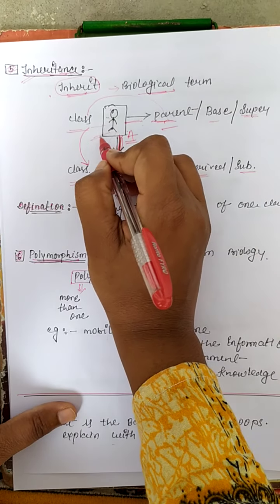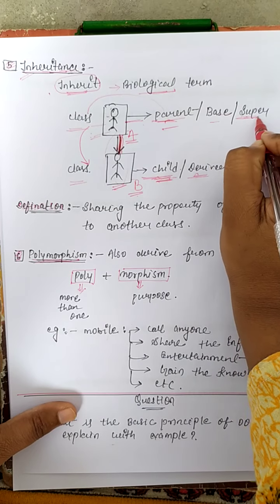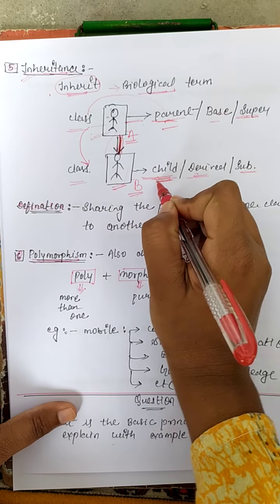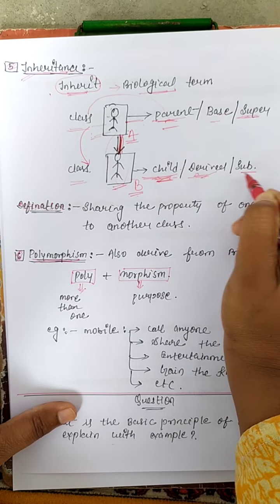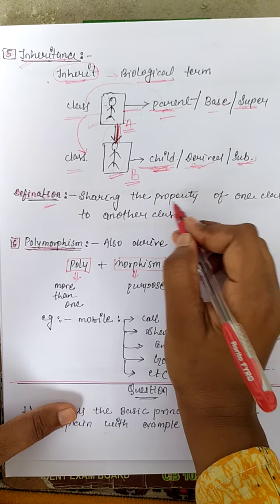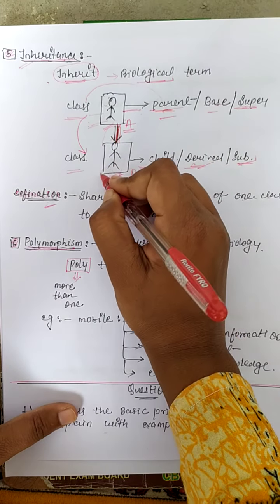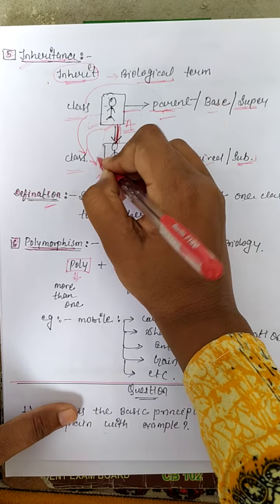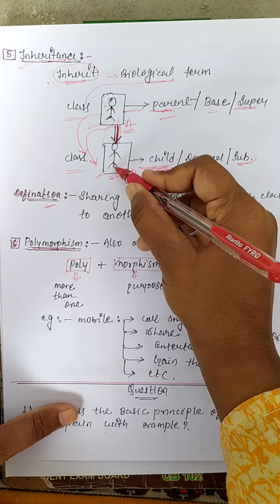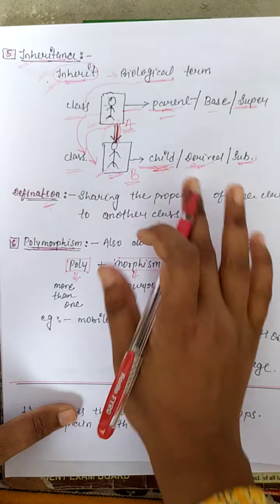What is the name of this class? The name of this class is parents class, base class. And what is the name of this class? This class name is child class, derived class and subclass. Definition: sharing the property of one class to another class. This is the first class, this is the second class. Sharing the property from one class to another class, that is called inheritance.